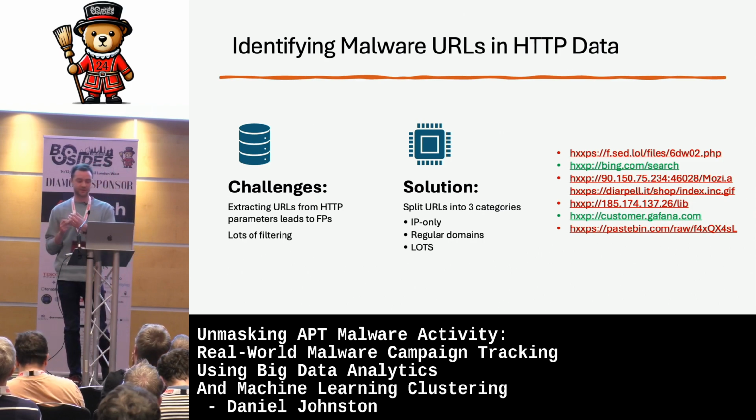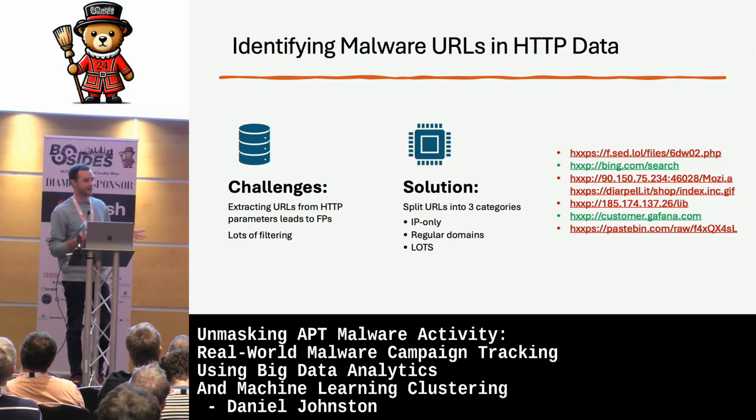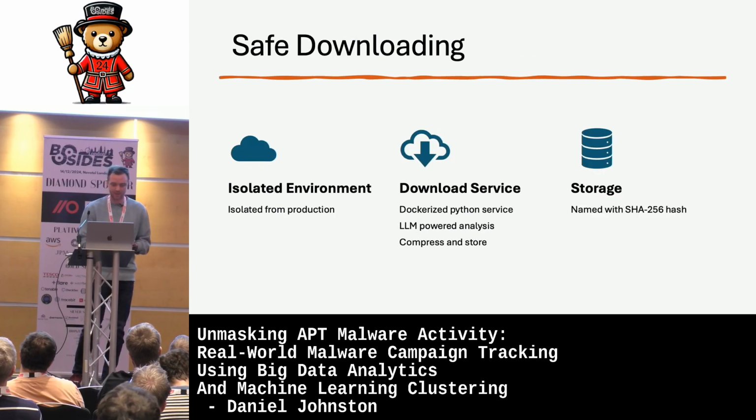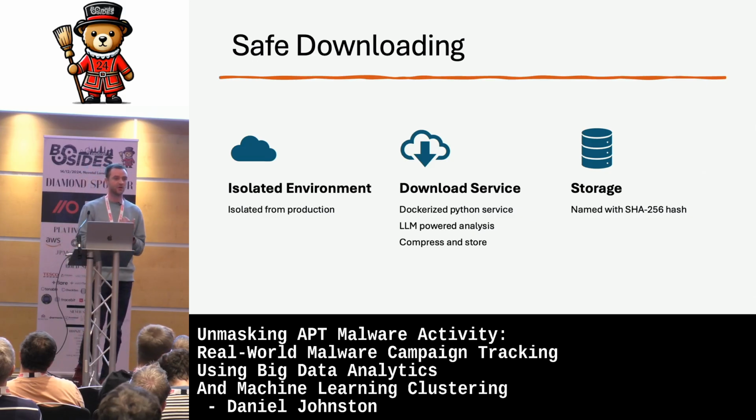We apply a separate set of heuristics, and then we send those URLs to the downloader. Handling the URLs in this way allows us to strike a nice balance between being too permissive and having too many false positives, and being too restrictive and potentially missing interesting samples.